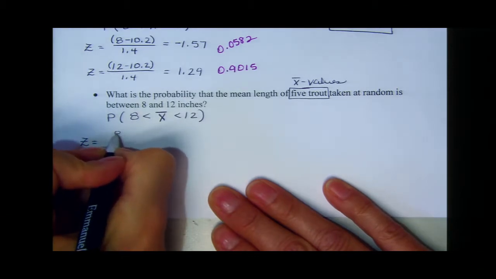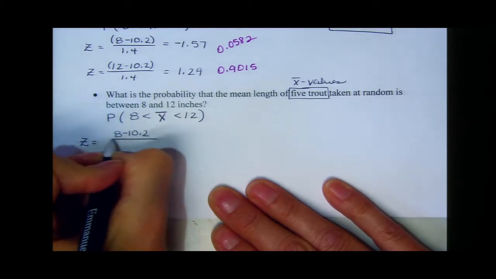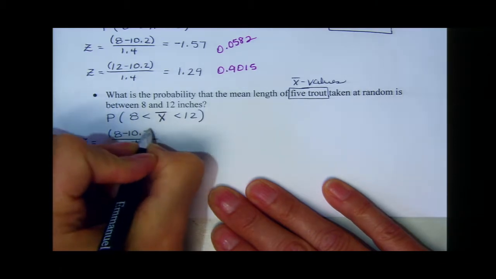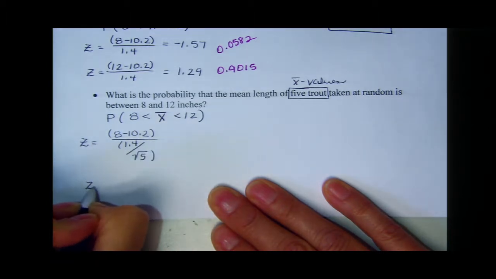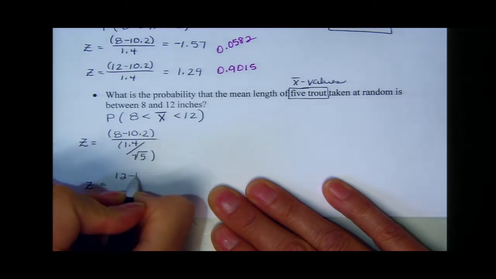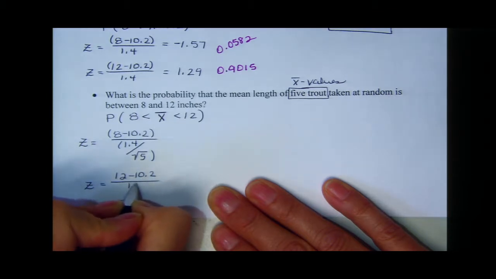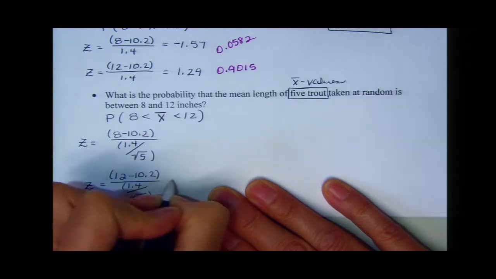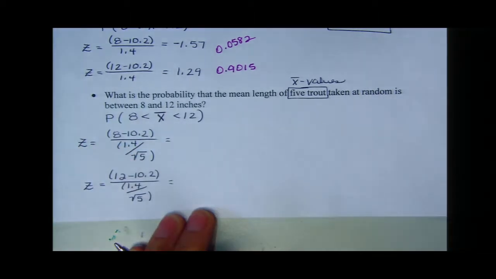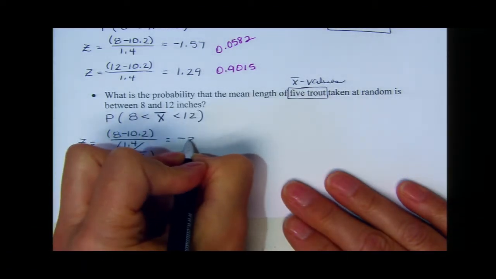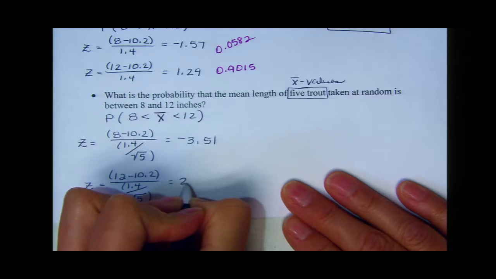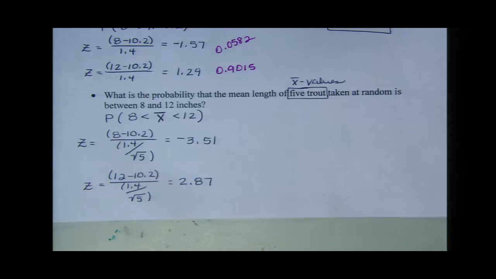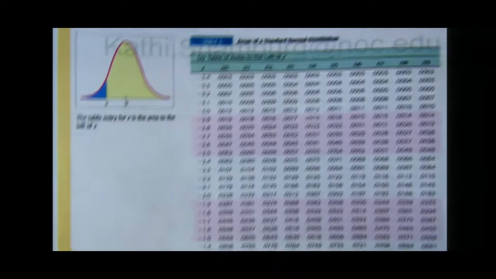So now this is 8 minus 10.2 divided by 1.4 divided by the square root of 5. And here we have 12 minus 10.2 divided by 1.4 divided by the square root of 5. So when you plug those into your calculator, you should get negative 3.51 and 2.87. And we're going to go to the table. So we're going to look at negative 3.51.